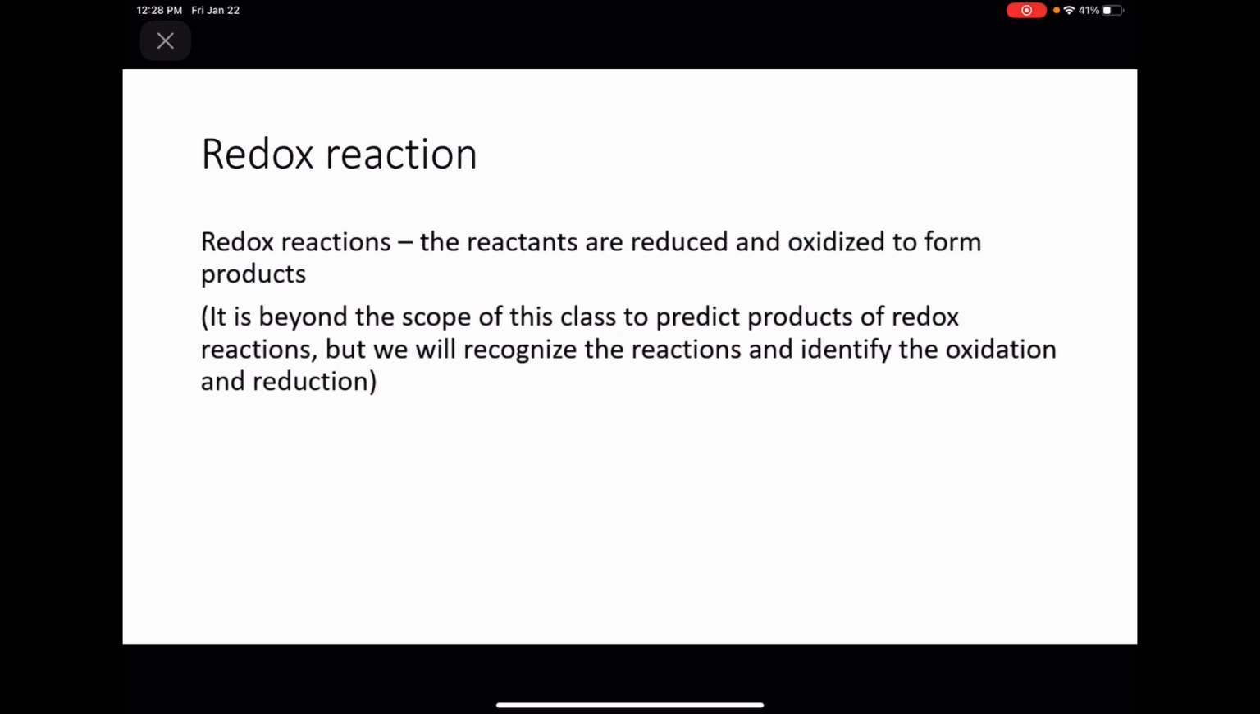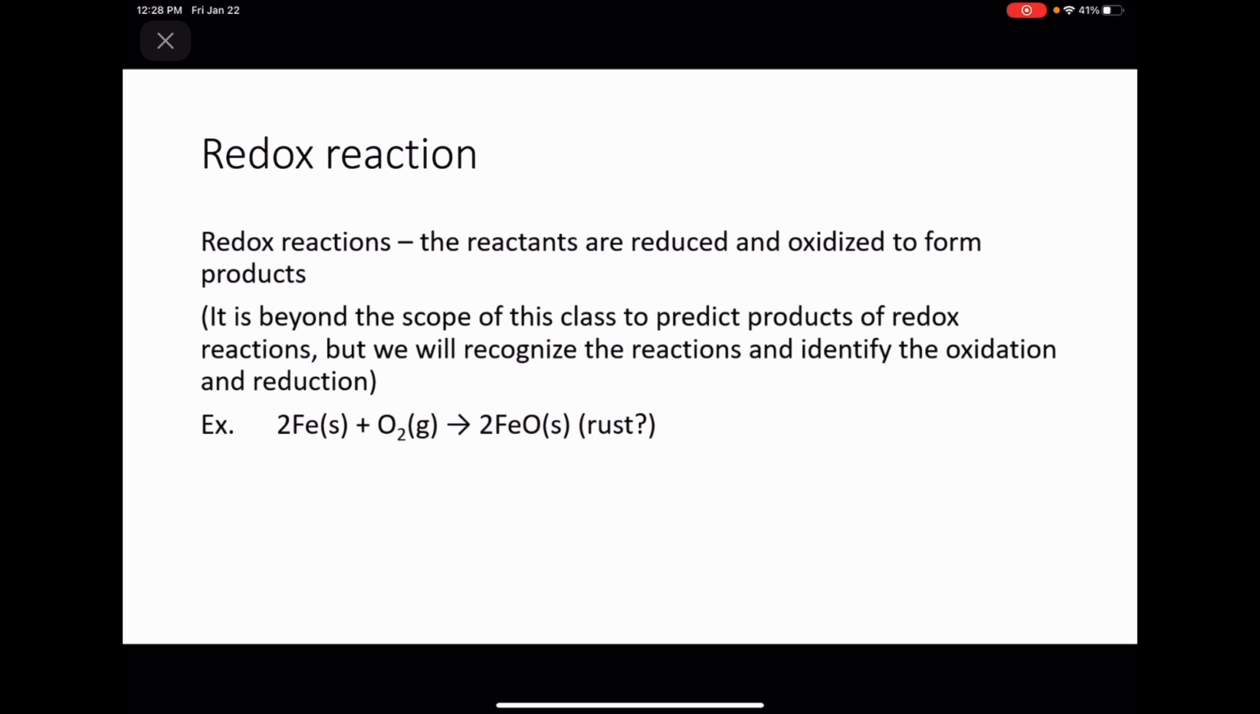So a redox reaction is oxidation and reduction, where our reactants are supposed to be reduced and oxidized, and you form products. Now I'm going to note, in this course, it's beyond the scope of this class to predict products. Unlike our acid-base and some of our precipitation cases, where we can ask you to predict products, you can't actually do that in redox reactions. So here's an example. What we're going to do is identify them, though.